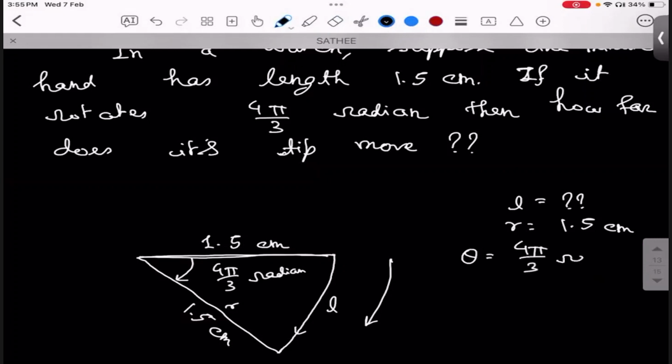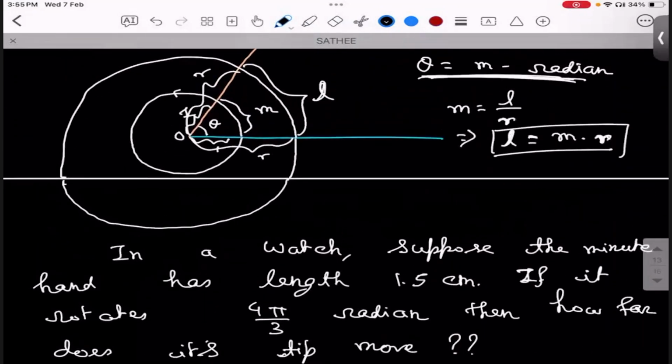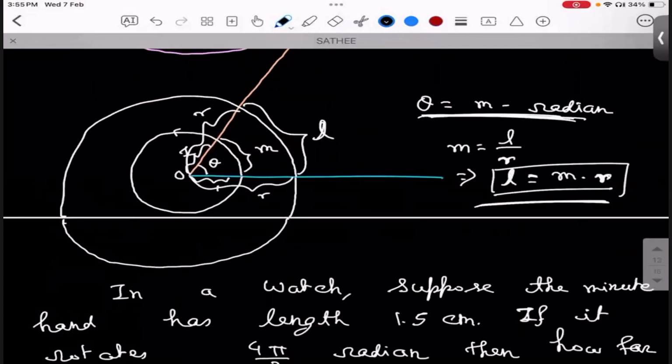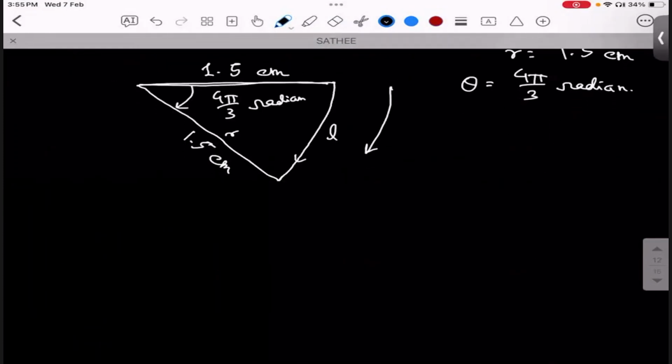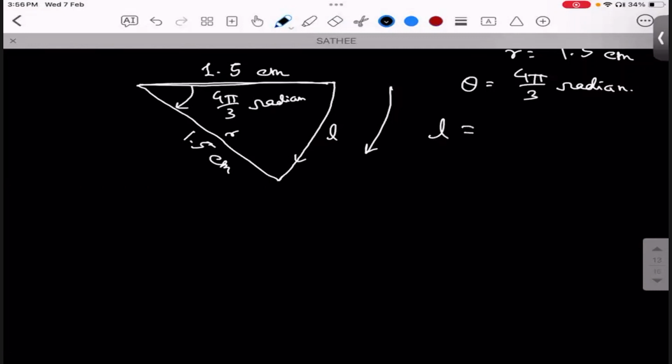4 pi by 3 radian. Okay, so you need to find this L. How can we find it? You can use this formula. This is your formula. So L equals theta into R. L equals theta into R. So what is our theta? 4 pi by 3. And what is our R? 1.5 centimeter.